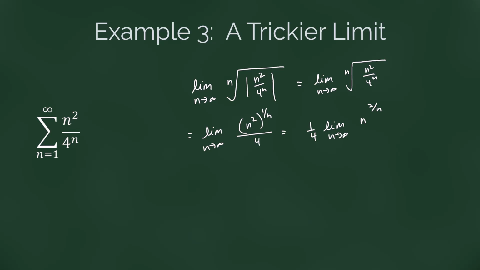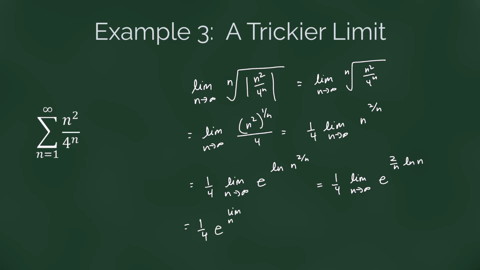Now you may know something about that limit, but I'm going to work through it just in case you don't. In order to do that, we're going to rewrite n to the 2 over n as e raised to the natural log of n to the 2 over n. That trick is going to allow us to get the n out of the exponent so we can deal with it a little more efficiently. So we've got 1/4 the limit as n approaches infinity of e to the 2 over n times the natural log of n. I'm now going to use the continuity of the exponential function to rewrite this as e raised to the limit as n approaches infinity of 2 over n times ln n.